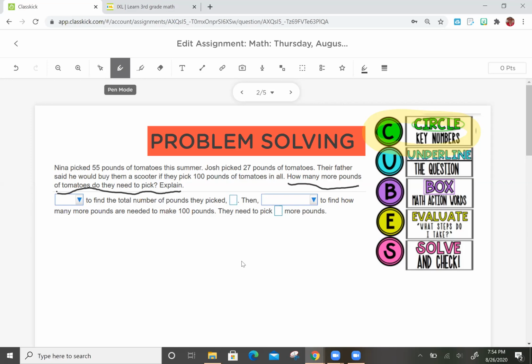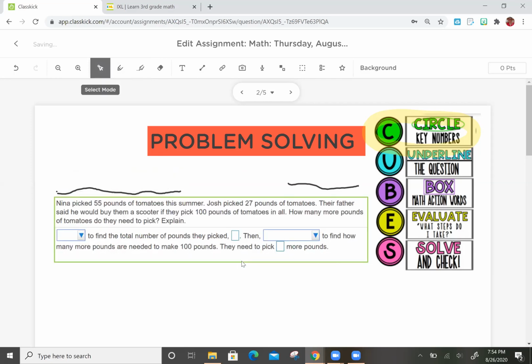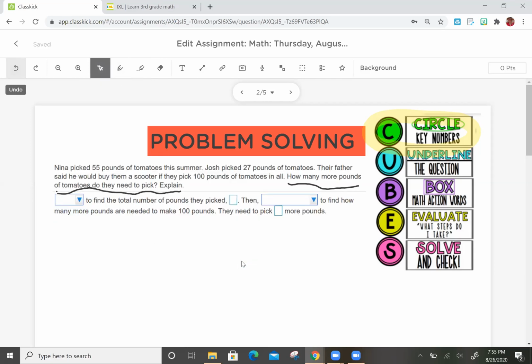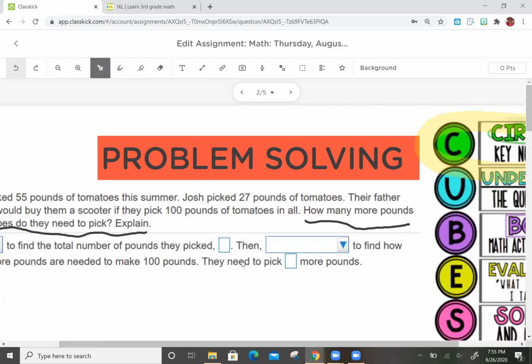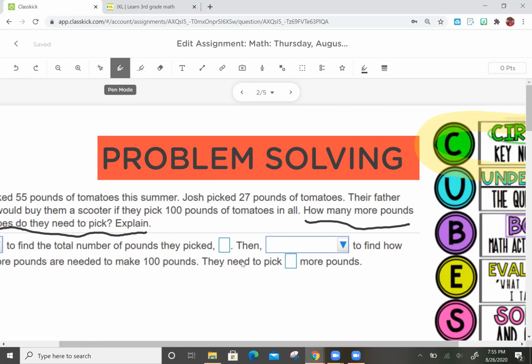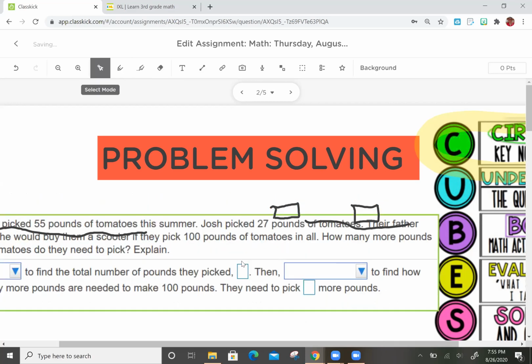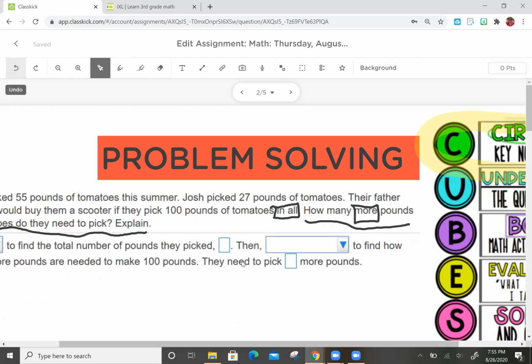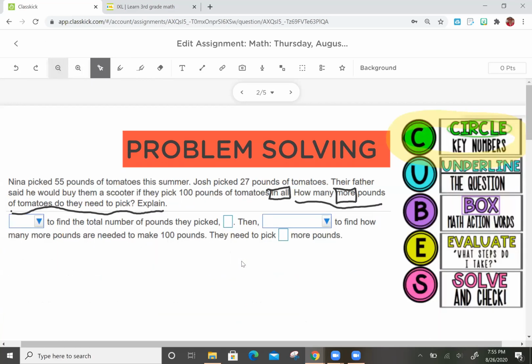Then we'll have to box any math action words. Now we'll learn about these a little bit later on, but one of the math action words is in all. In all is one of them. Another one is more, specifically how many more. And then let's see if there are any more. There we go. And that should be the only other one.